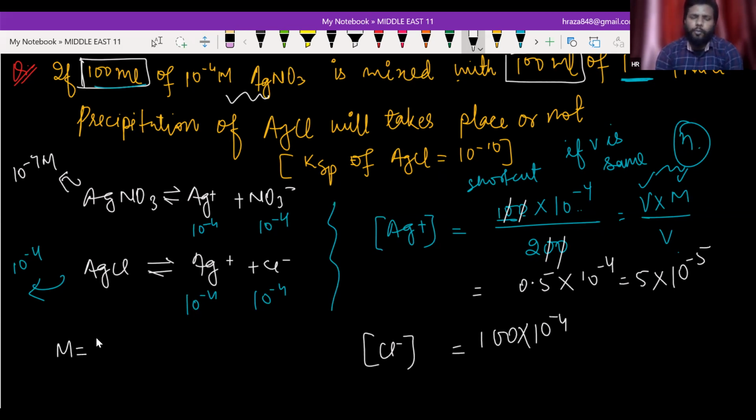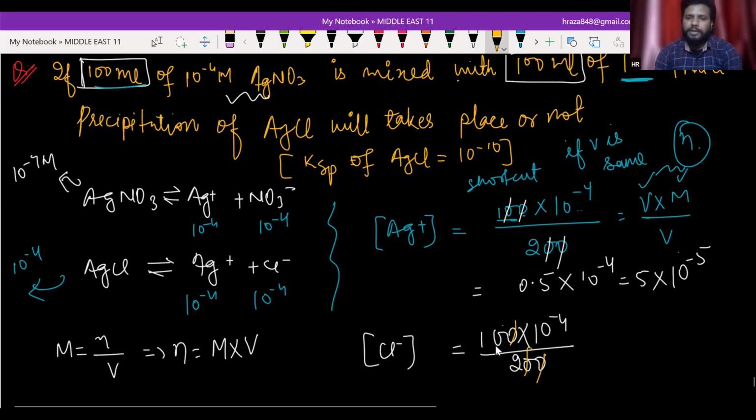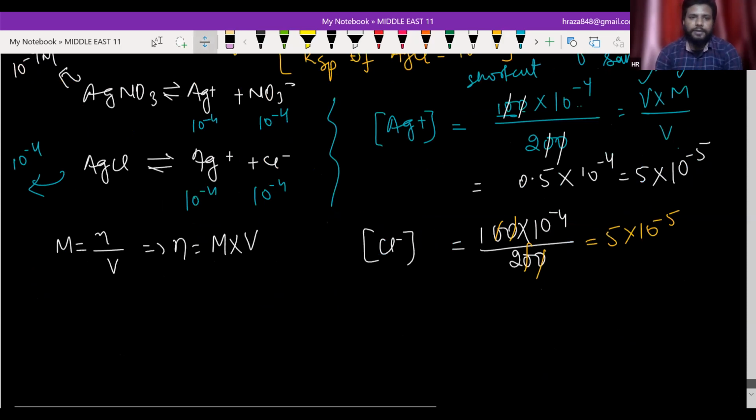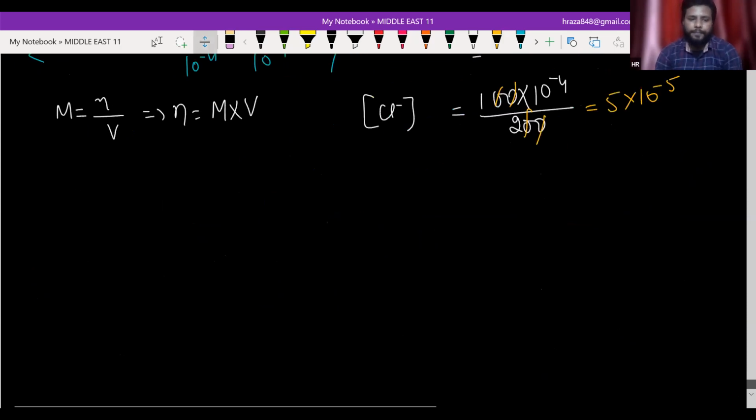You know that molarity is equal to number of moles upon volume. So number of moles is equal to molarity into volume. That's why I'm doing it. And total volume is 200. Again, you will get the same value. This will be cancelled, 1 by 2. We can write directly 5 into 10 raised to the power minus 5. This will be the molarity. Is this clear, Saif? Yes, sir, it's good.